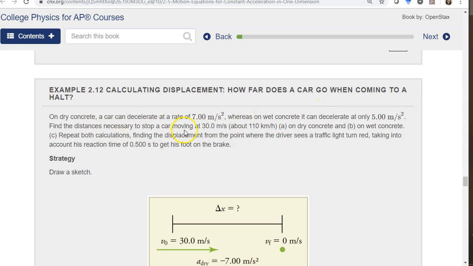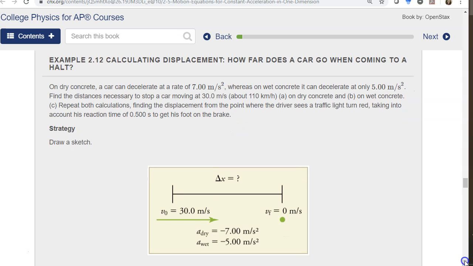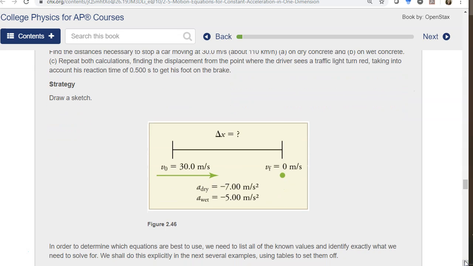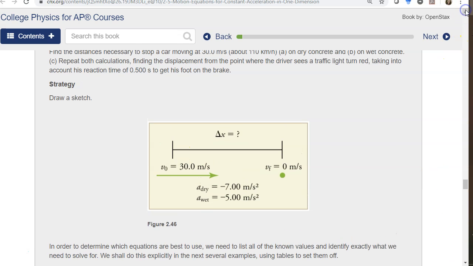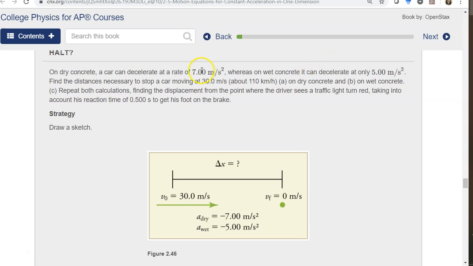Find the distance necessary to stop a car moving at 30 meters per second, A on dry concrete and B on wet concrete. Repeat both calculations, finding the displacement for the point where the driver sees the traffic light turn red, taking into account his reaction time of 0.5 seconds to get his foot on the brake. Okay, so this is a basic algebraic equation. I can tell that already. So the strategy here is to draw a sketch. Okay, so you know that the vehicle, go up here, sorry.